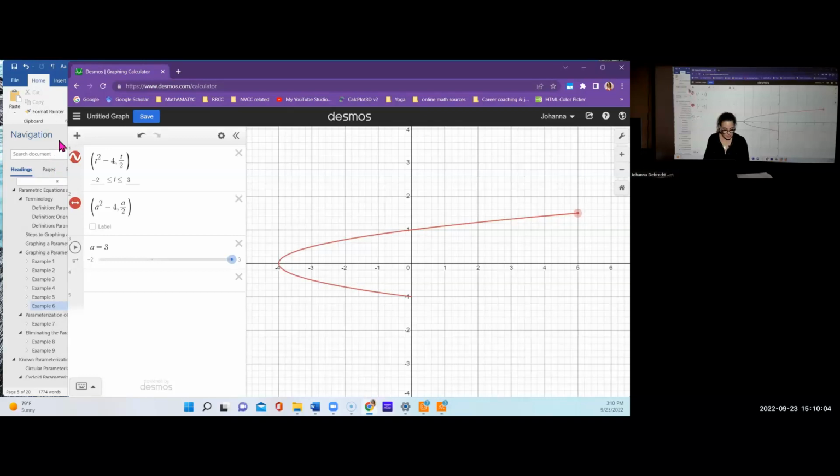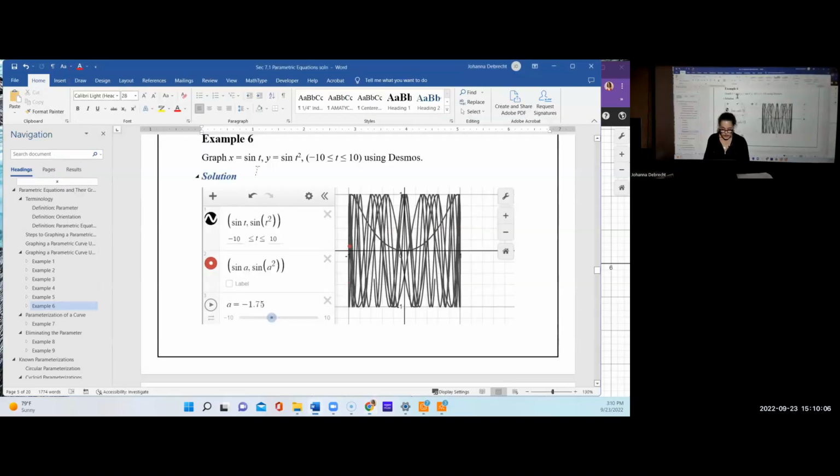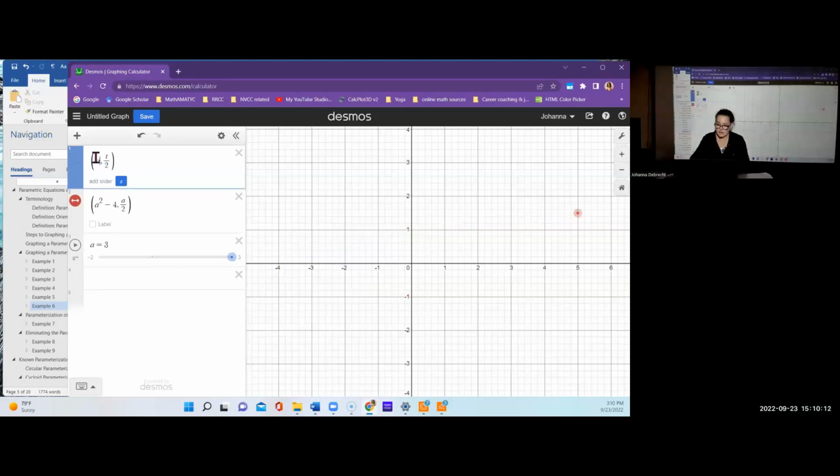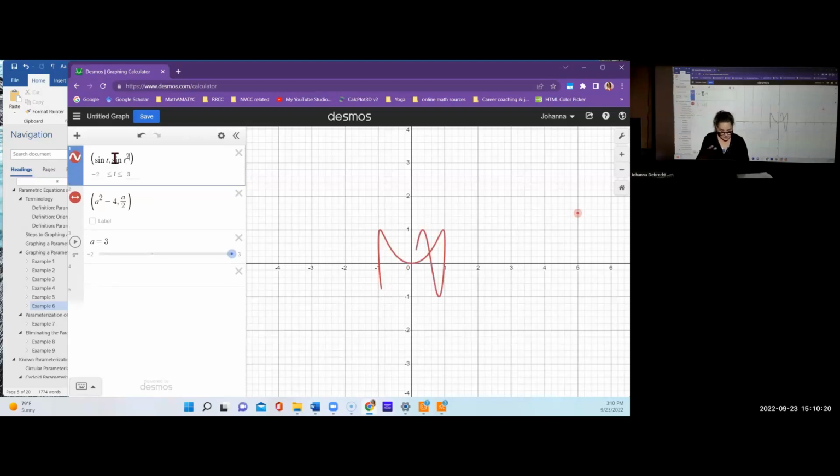So this was the parametric equation sine of t squared. Right, so I've got sine of t squared. All right. So this is going to be sine of A and sine of A squared.